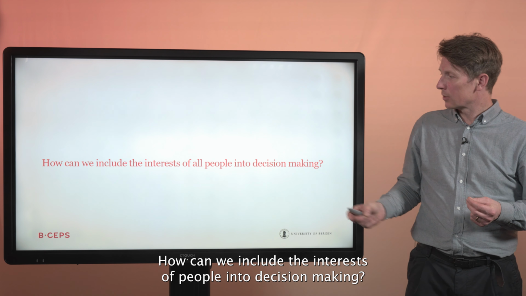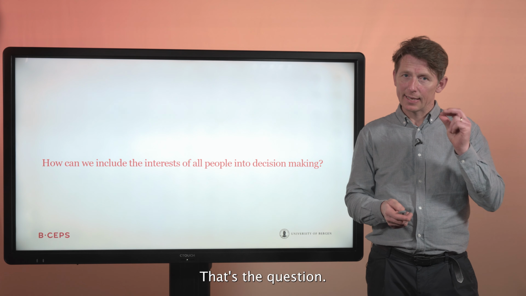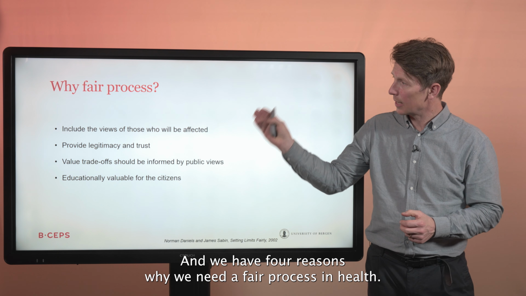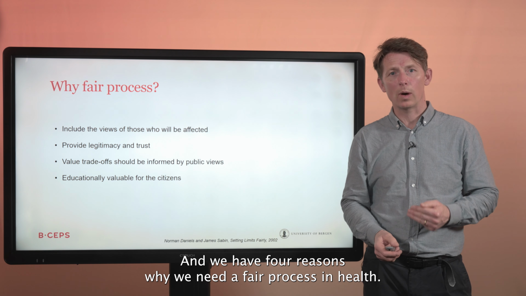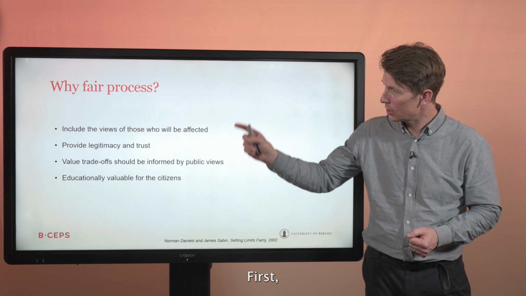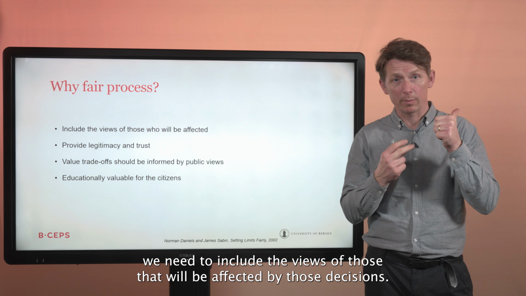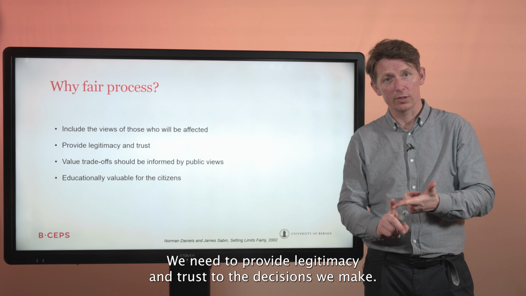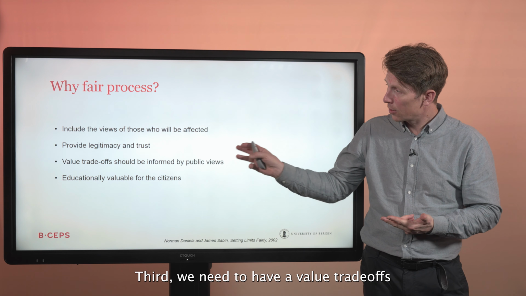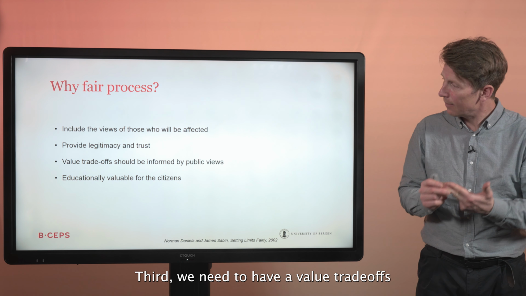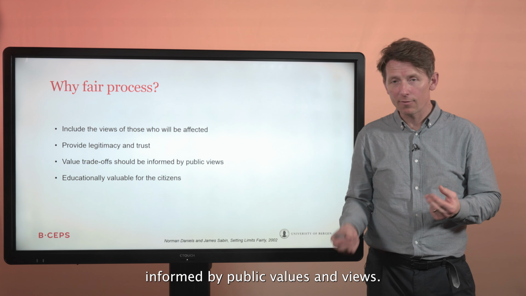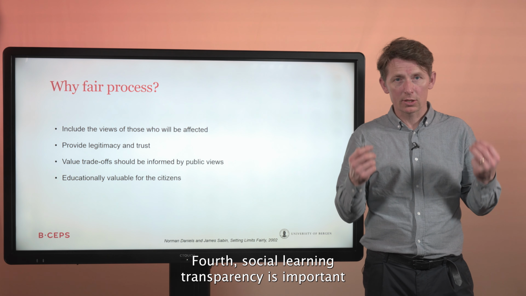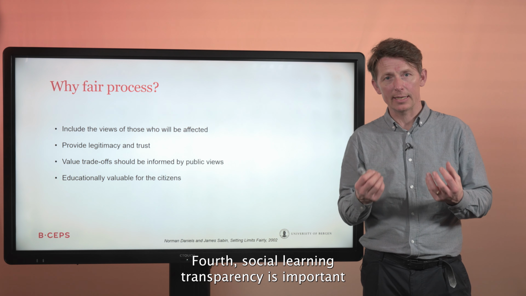How can we include the interest of people into decision making? That's the question, and that is the core of a fair process. And we have 4 reasons why we need a fair process in health. First, we need to include the views of those that will be affected by those decisions. Second, we need to provide legitimacy and trust to the decisions we make. Third, we need to have value trade-offs informed by public values and views. Fourth, social learning, transparency is important.